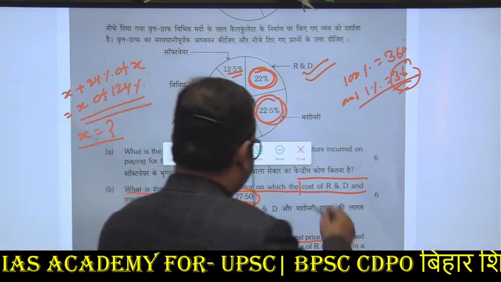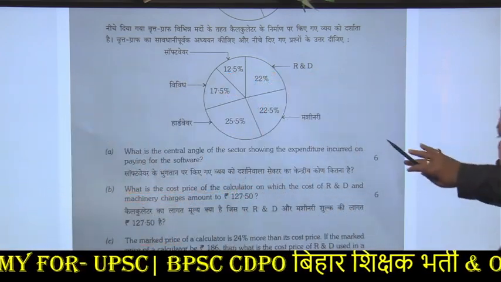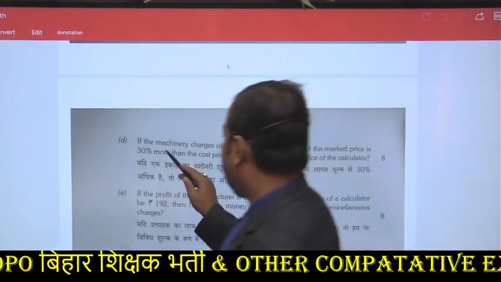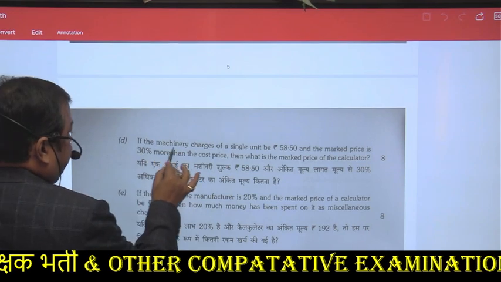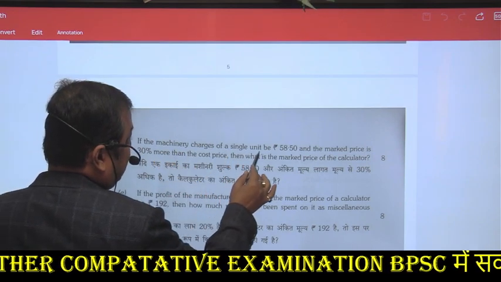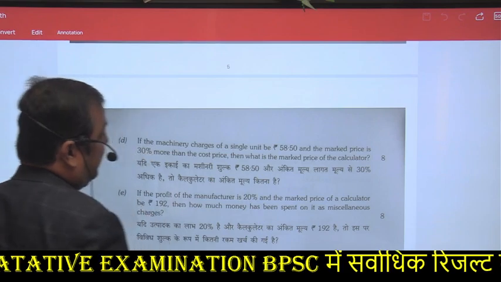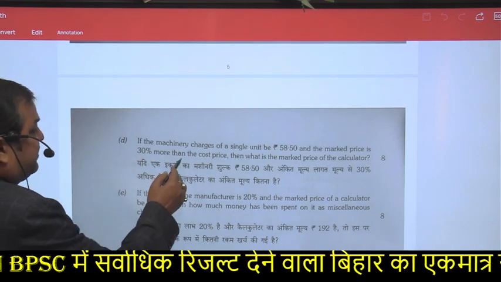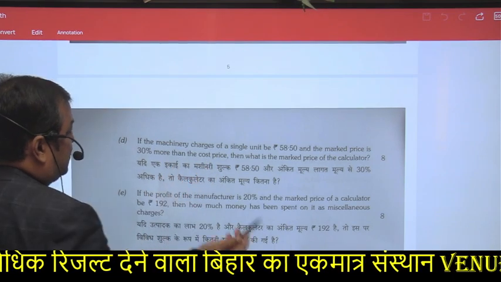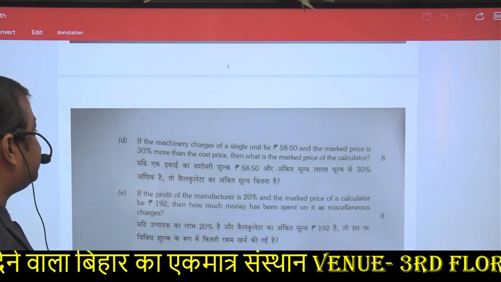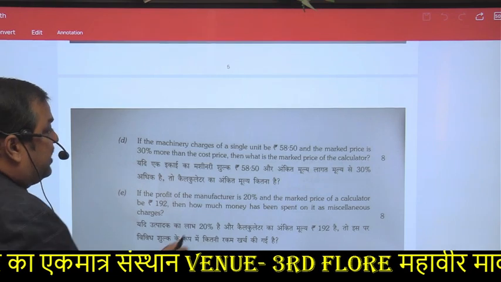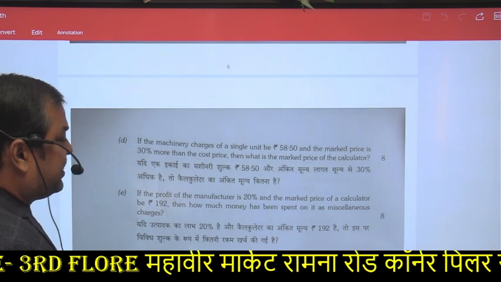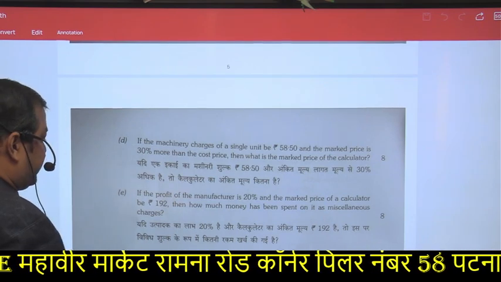And next part, if the machinery charge of a single unit, एक यूनिट बनाने में इतना लगता है, the market price is 30% more than the cost price. यानी cost price से इसका जो है सो mark price 30% more. Then what is the market price of the calculator? तो market price of calculator क्या है उसको हम लोग find out करेंगे.